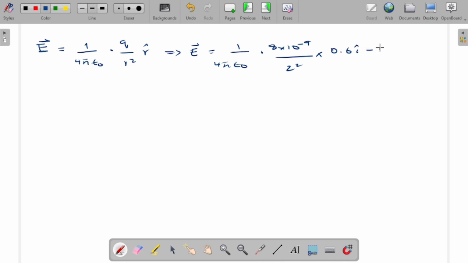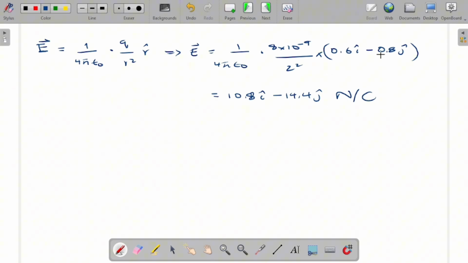Minus, is it 0.8? Yes, J hat. All right. So for the first one, it's 10.8 I hat. For the second one, it's negative 14.4 J hat. Newton per coulomb.